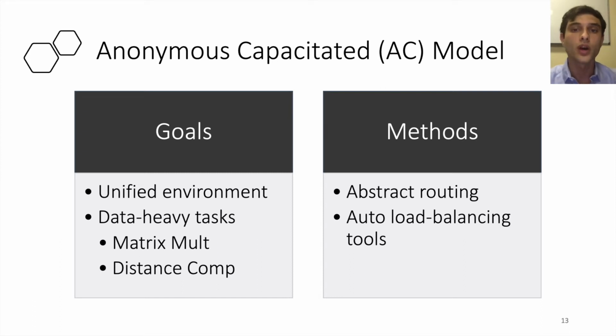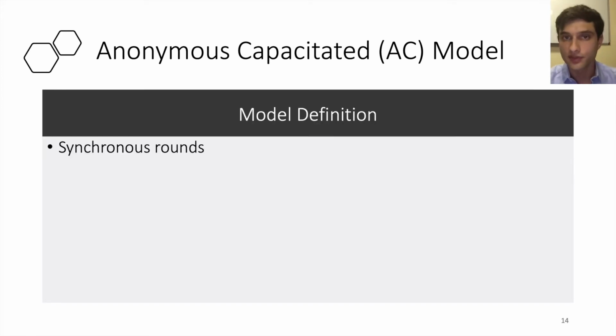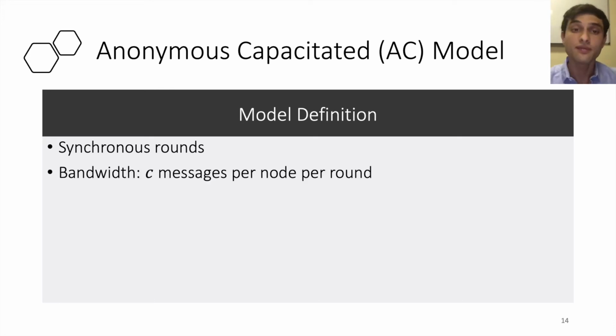To do this, the first thing that we have to do when defining the anonymous capacitated model is to, 1, ensure abstract routing. That means we don't want to be dependent on the routing of the underlying model where we simulate the anonymous capacitated model. And we want automatic load balancing tools implemented within the model itself. Therefore, we define the model as follows. First, it's a synchronous model. We proceed in rounds, and in every single round, every node can send C messages for some value C. It doesn't have to be a constant, it's just some parameter of the model.